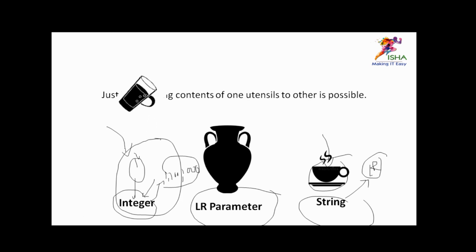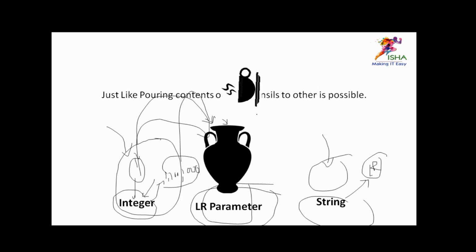Whatever value is there in the integer, you can put that into this LR parameter. That is what I'm trying to do. Just like the contents of the cup, you can pour that into this mug. You can put whatever value is in this integer, maybe a 1 or 100 or 1000, into this LR parameter, and the contents of this string can be poured into this LR parameter as well.